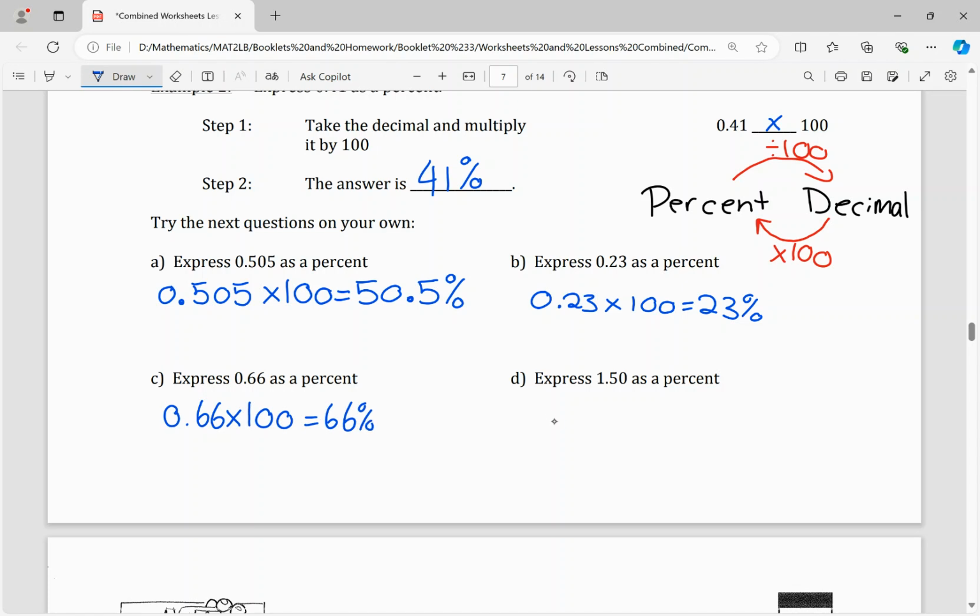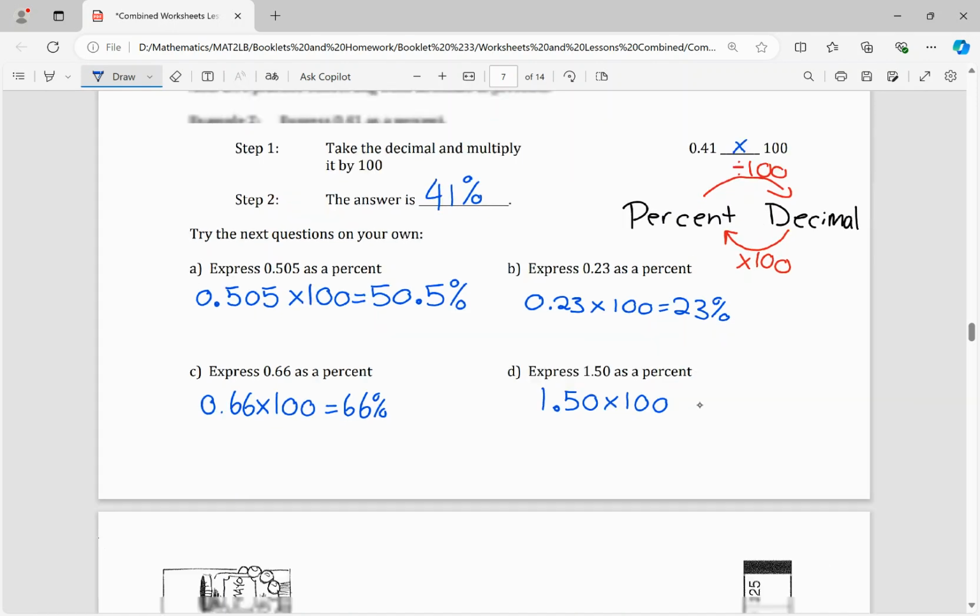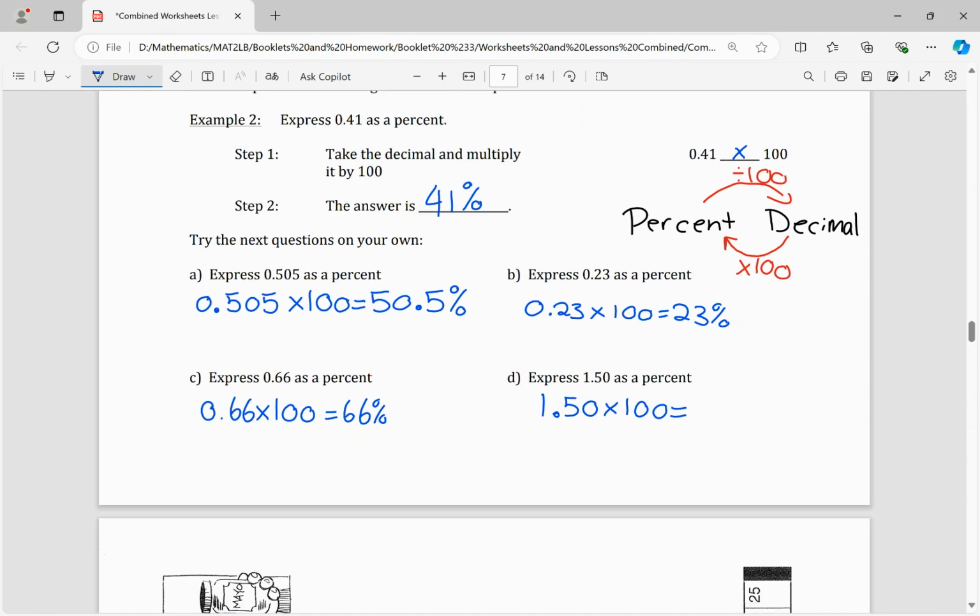And here is another tricky one, 1.50. That's still a decimal. Even though the number is larger than 1, it's still in decimal form because there is no percentage symbol. Okay, so we're taking this 1.5 in decimal form, multiplying it by 100, and we get 150%. This is one of the first times that we've had a percent over 100. It is allowed. We just don't work with it very often.